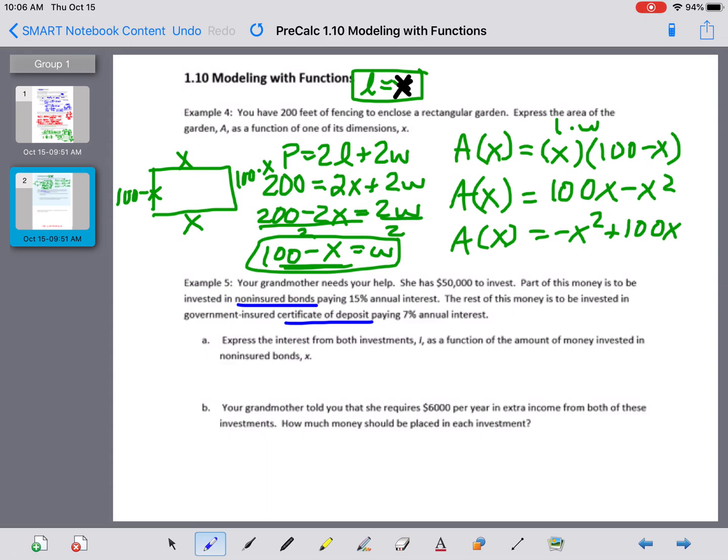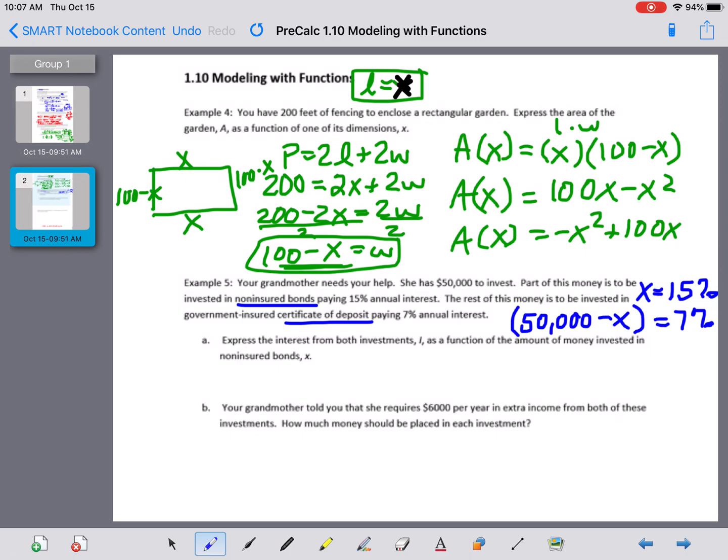So we want some of it in the 15%. How much do we want in 15%? I don't know. Let's say x. Let's put x in the 15%. So how much are we going to then put in the 7%? Well, if I put x in the first one, I have 50,000 minus however much I put in the 15% left for the 7%. So that's what I have.